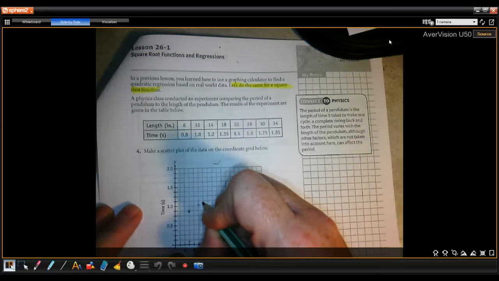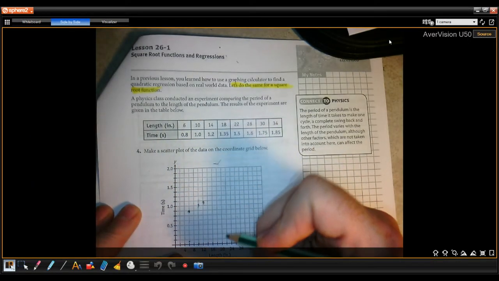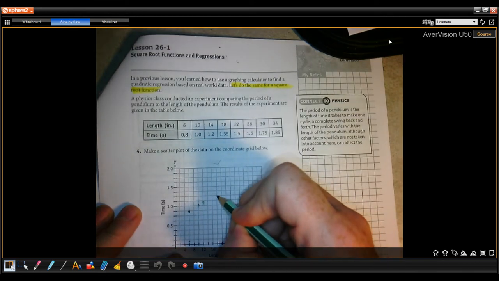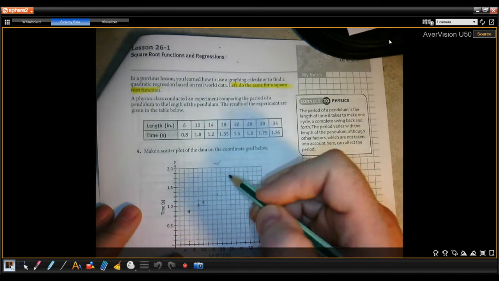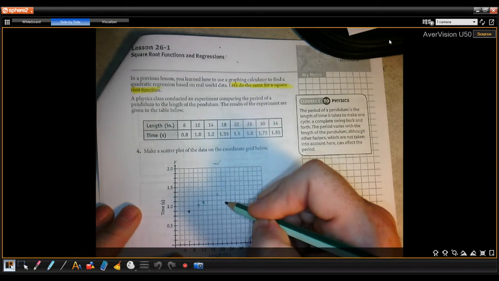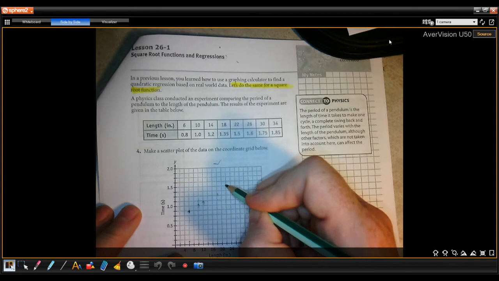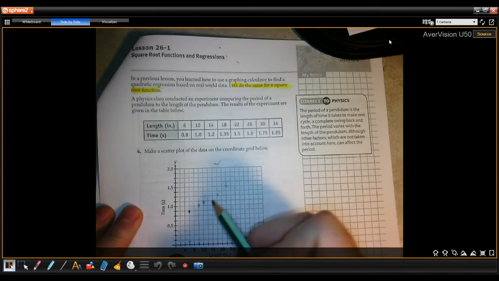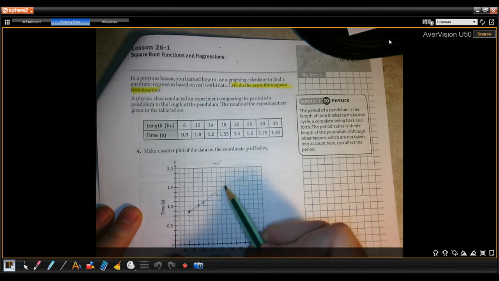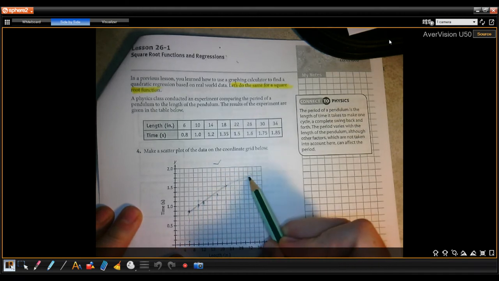Yeah, it's even off. I love when Springboard does stuff like this. It's my favorite. 18, 1.35. And then 22, 1.5 up here. I don't know, something like this. So now the graph is going to look something like that is what we're thinking.